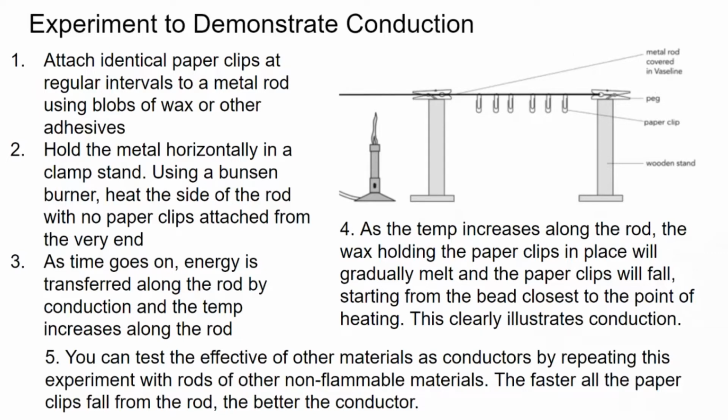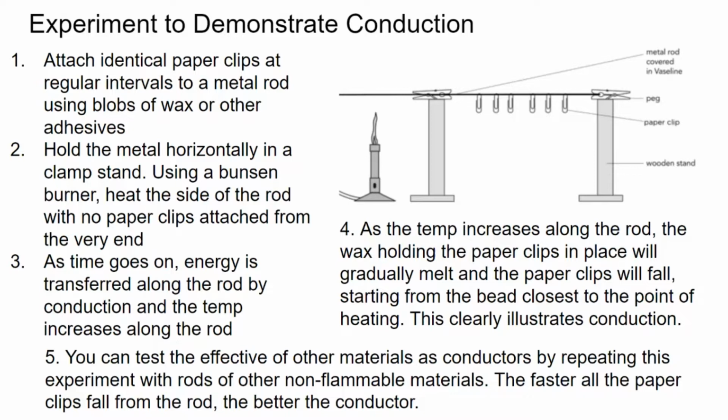Experiment to demonstrate conduction. One, attach identical paper clips at regular intervals to a metal rod using blobs of wax or other adhesives. Two, hold the metal rod horizontally in a clamp stand. Three, using a Bunsen burner, heat the side of the rod with no paper clips attached, from the very end. As time goes on, energy is transferred along the rod by conduction, and the temperature increases along the rod.